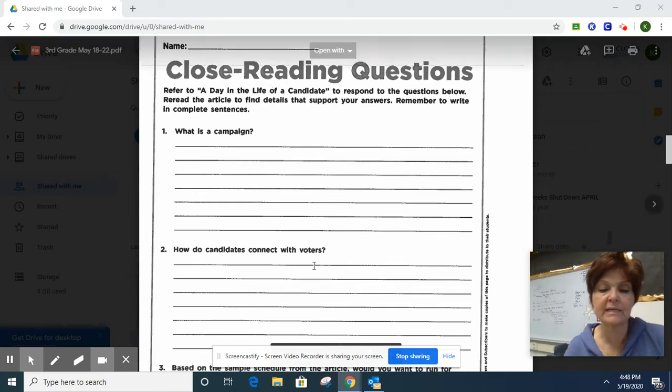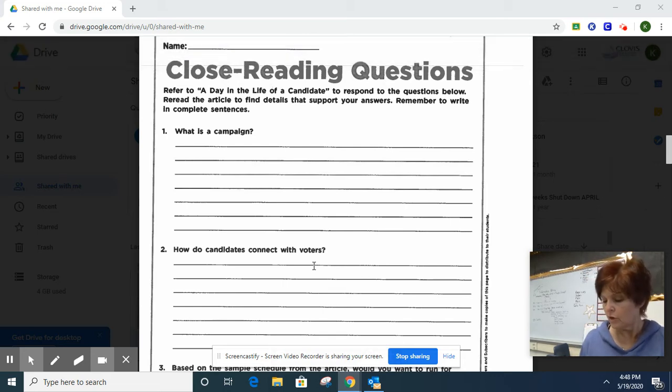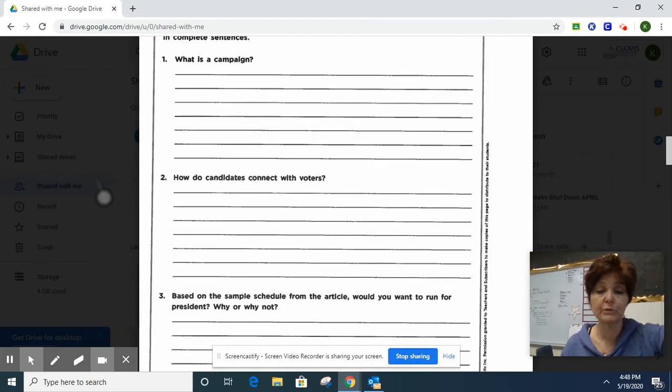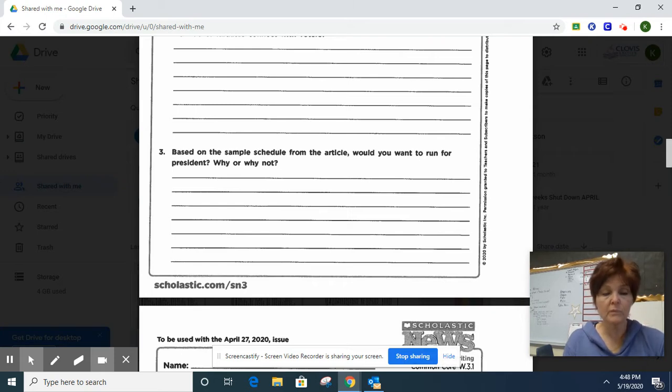And then it just goes through that person's day from beginning till night. How do candidates connect with voters? So you're going to find at what time maybe they connect with voters during the day, and then how they connect. What do they do? Read all the information in your text boxes, because I can see just by looking at it some things that they do. So again, that's going to be found right there. Based on the sample schedule from the article, would you want to run for president? Why or why not? Okay, so I want some evidence. I want you to cite something that happens that you think would be great, or maybe you wouldn't want to run because of something you read in the article. So make sure you cite evidence from the text.